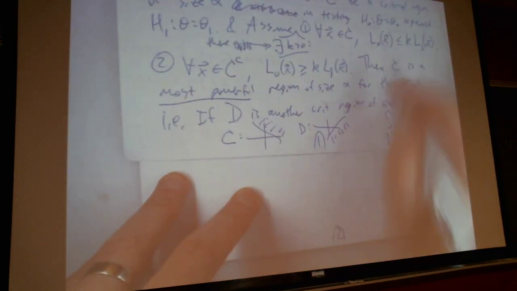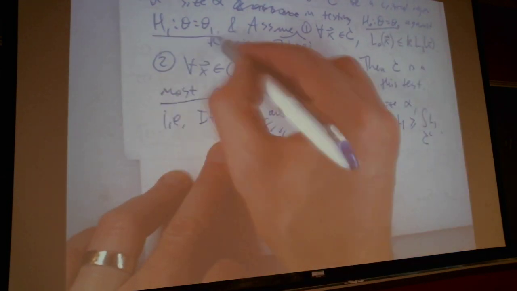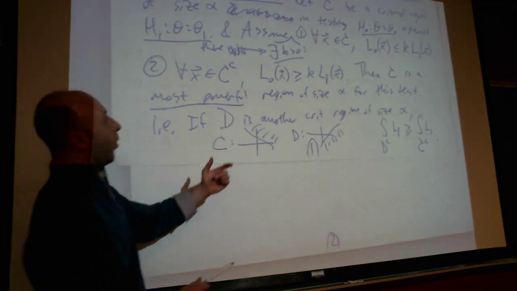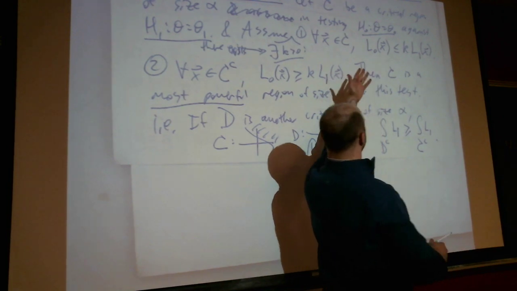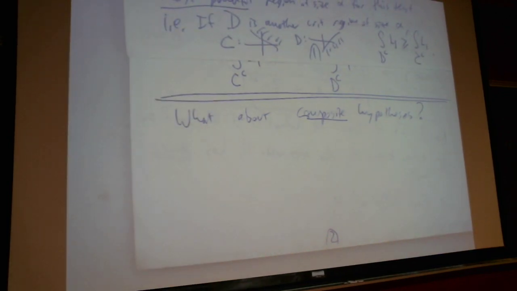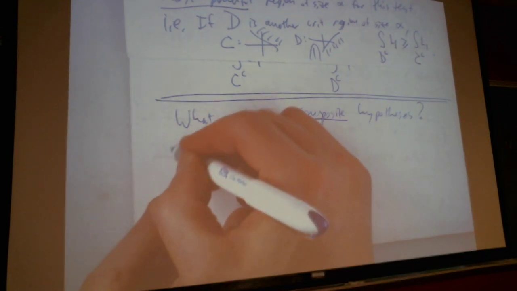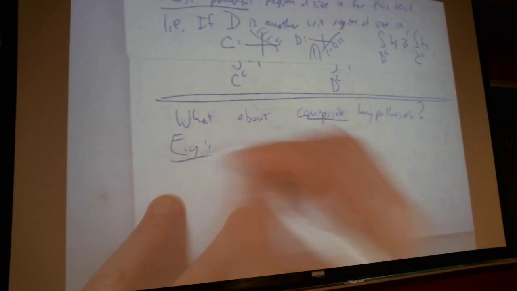So again, we were testing one hypothesis against another, so it made sense that there's one likelihood function for the null hypothesis, and another likelihood function for the alternative hypothesis. But really what we want to test, let's look back at our example. We can really keep working with this.